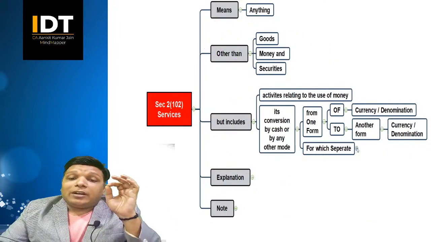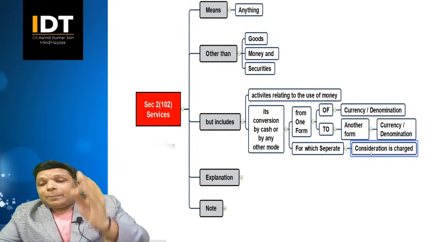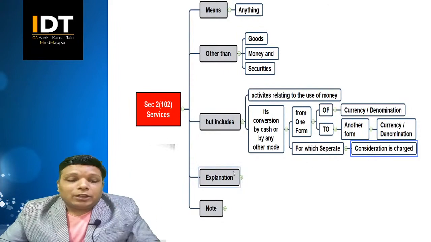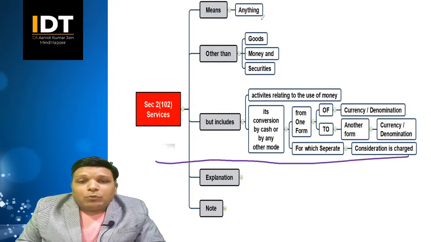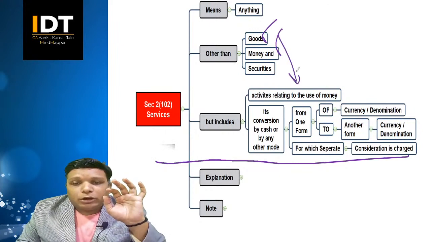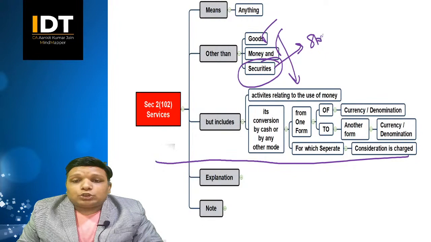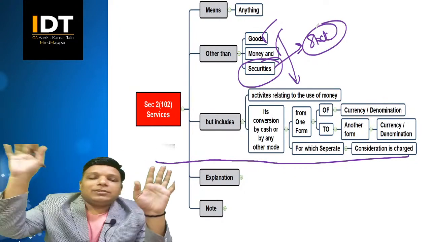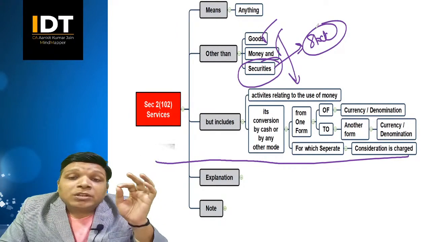Anything relating to use of money is basically considered a service, provided there's a separate charge which has been levied as consideration. Clear? Explanation is there. Now what happened was initially the definition was only till here. So here, goods other than is sorted out, money other than is sorted out with this inclusion. Now people from the security market, the stock market, the stockbrokers, told that my security is neither goods nor services, so whatever services I give is also excluded from the definition of GST.